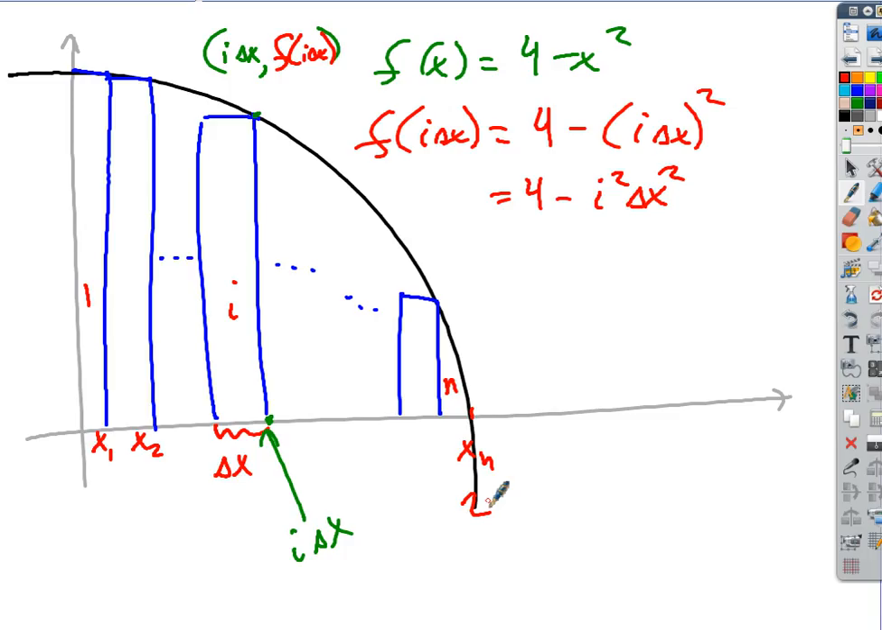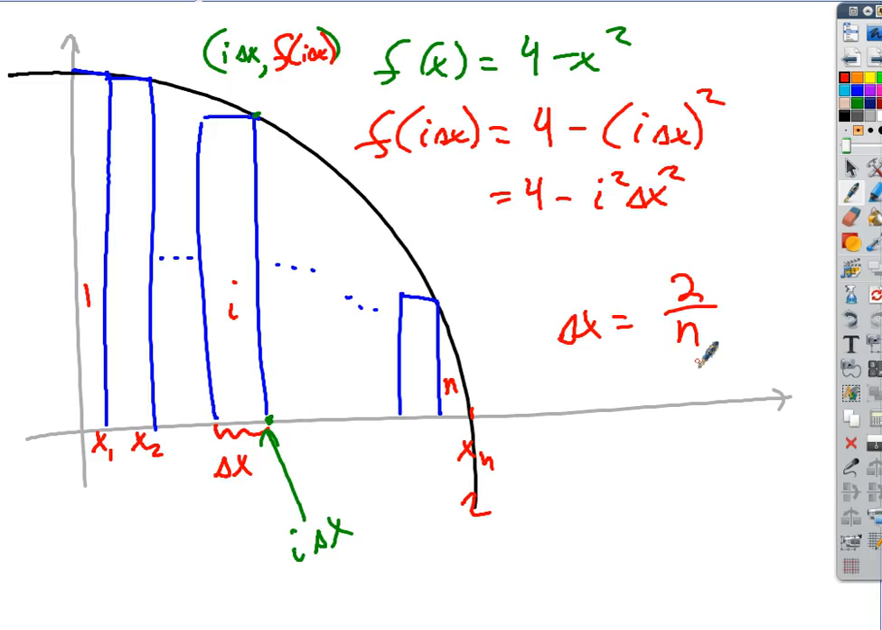2 over n, right? I've got the whole width divided n times, so each of those is 2 over n. Well, what if there were 10 rectangles? Then it would be 2 divided by 10, which is 2/10 or 1/5. Each one would be 1/5 wide, right? So in our case, delta x is just going to be 2 divided by the number of rectangles.